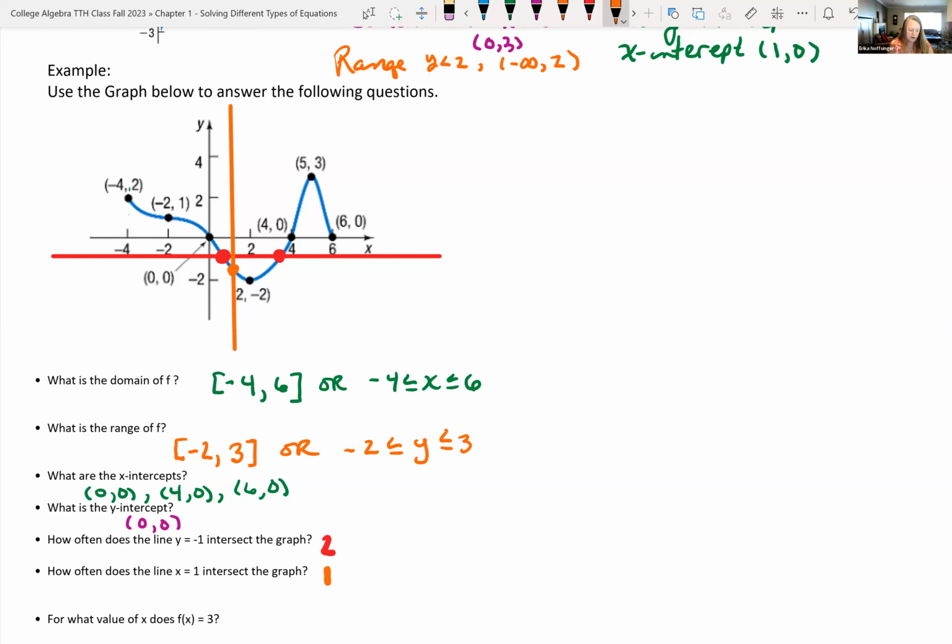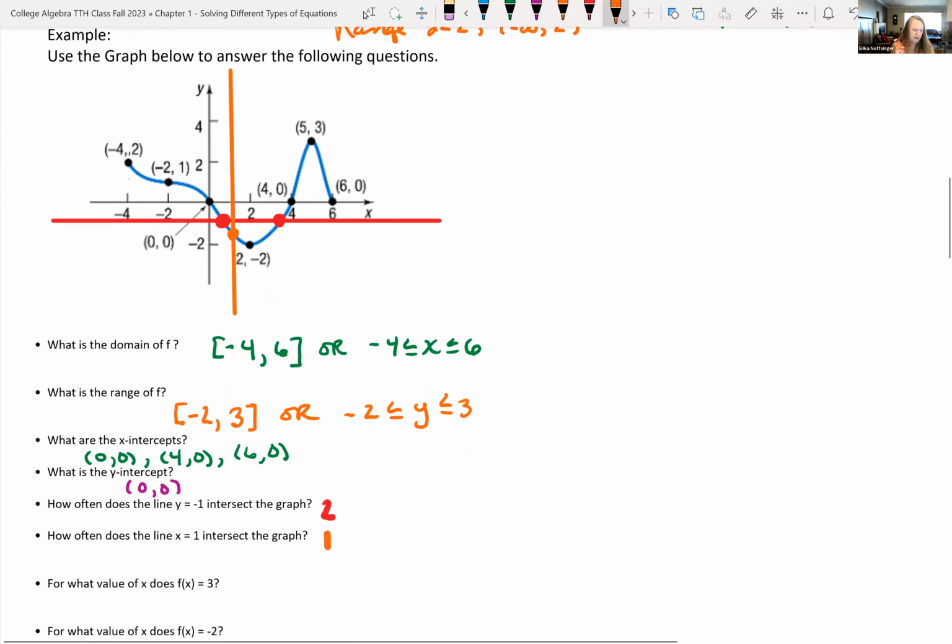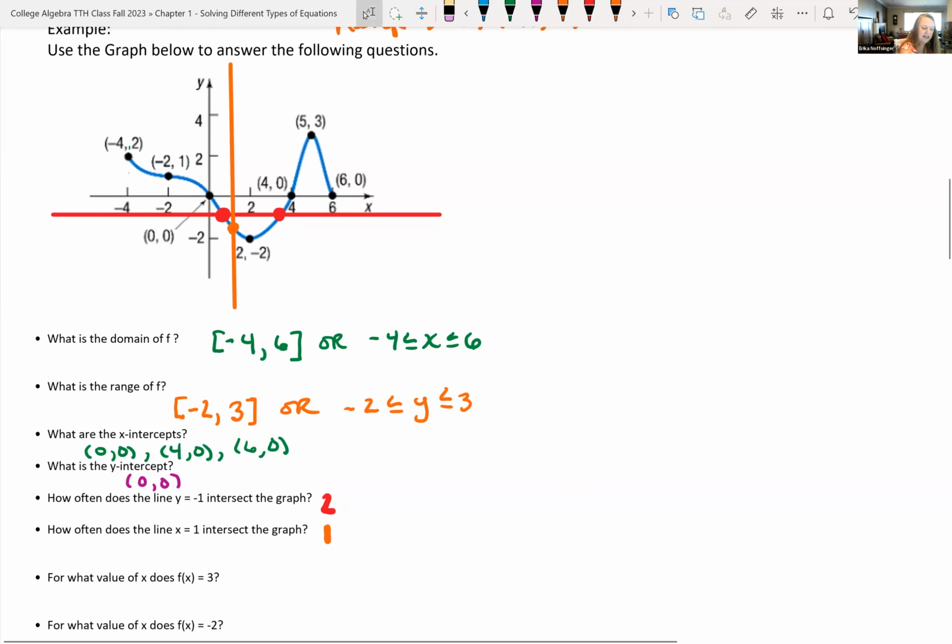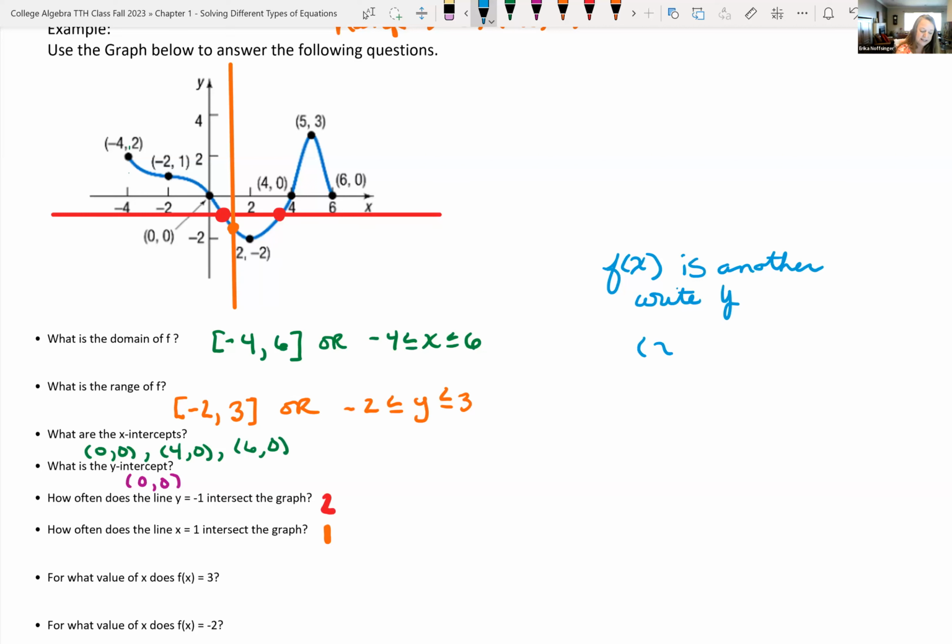The next question wants to know, for what values of x does f of x equal 3? Recall f of x is our y value. So f of x is another way to write y. Technically, our points x, y can also be written as x, f of x. So we want to know, when is y equal to 3?